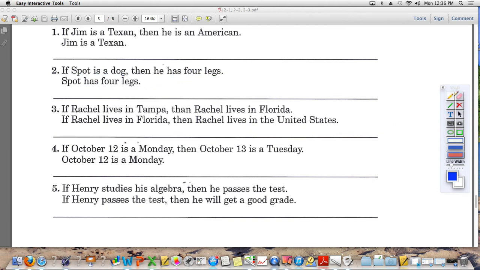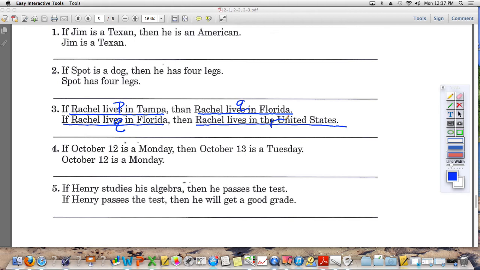All right, let's go on to Rachel. Rachel lives in Tampa. If Rachel lives in Tampa, what do we call this? P. Then Rachel lives in Florida. What do we call this? Q. Next sentence says, if Rachel lives in Florida, well, we already saw that statement. It's Q. Then Rachel lives in the United States. This part right here, what do we call it? R. It's new information, so we have to give it a different letter. It's an R.